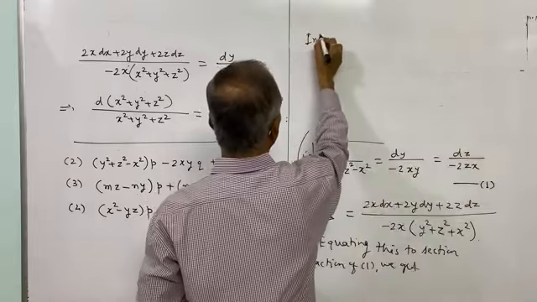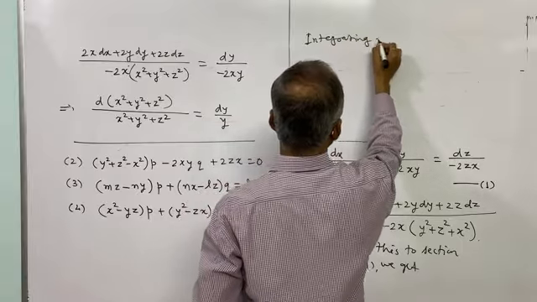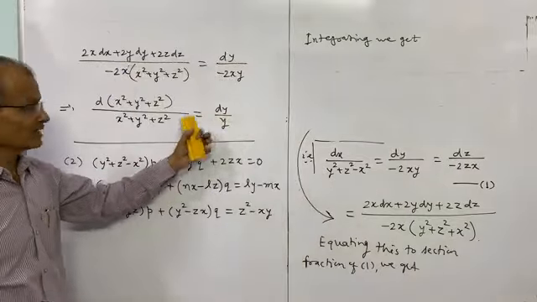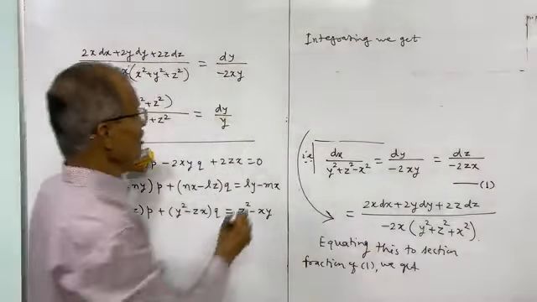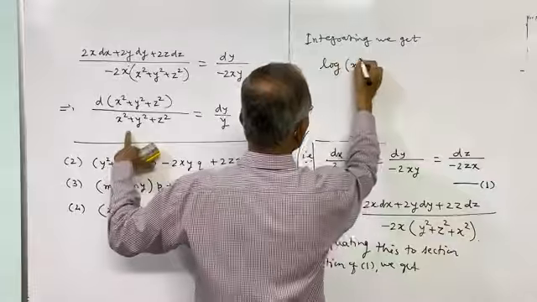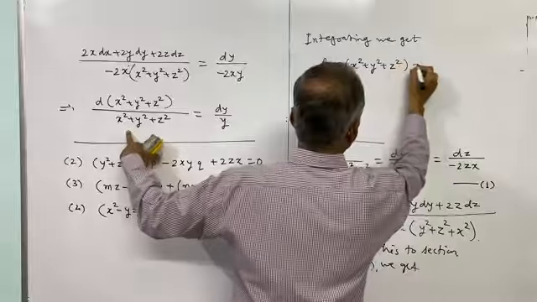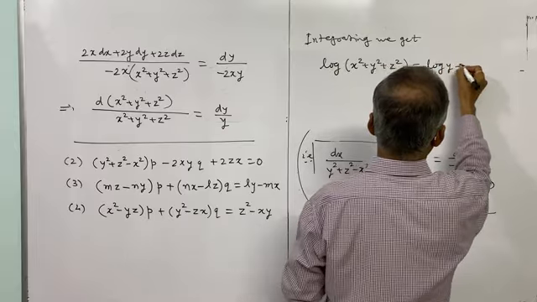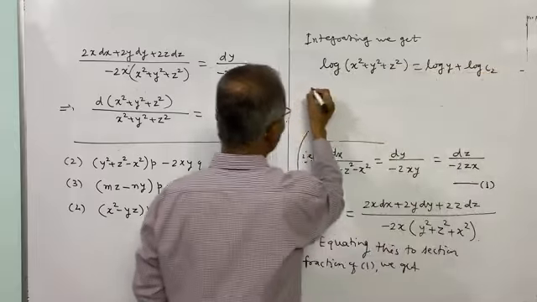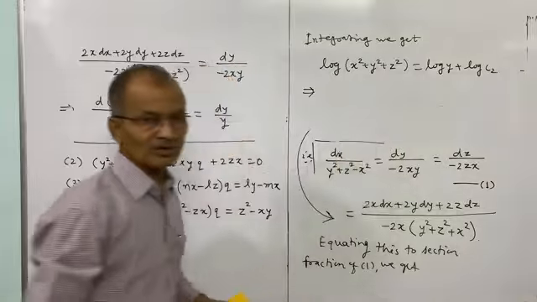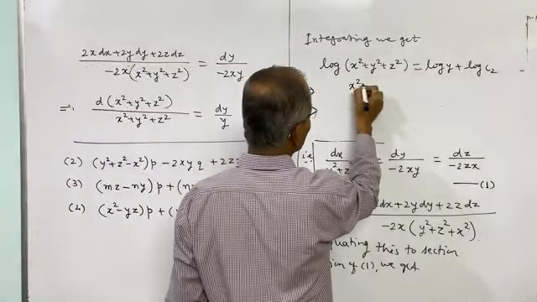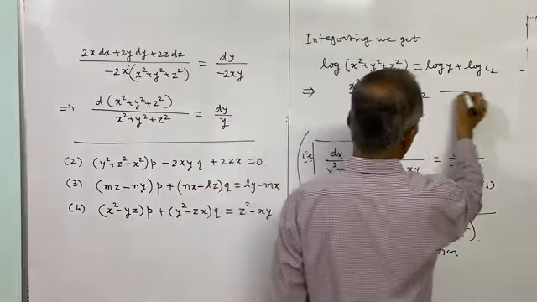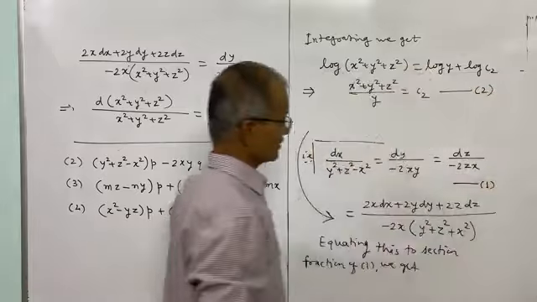Same, integrating we get... we know integration of dy by y is log y. Similarly, this is in the same form. It is log of denominator, log of x square plus y square plus z square, and is equal to log y plus log c2. And that implies, after shifting this log on this side and using law of logarithm, x square plus y square plus z square divided by y is equal to c2. And this is our second equation, third equation.